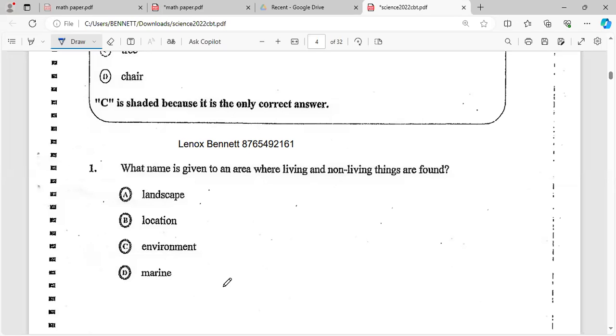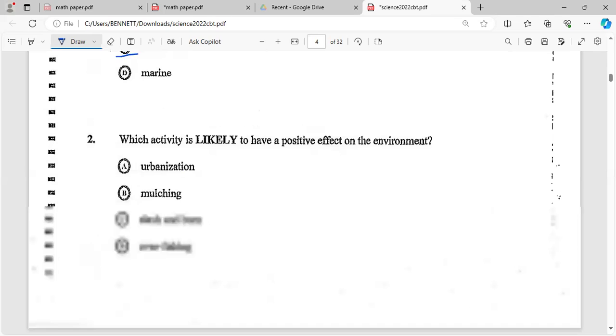So science, curriculum based science. Let's go. Alright, so what name is given to an area where living and non-living things are found? Landscape, location, environment, or marine? And that would be C, environment. All the best, guys. How are you feeling about the exam?